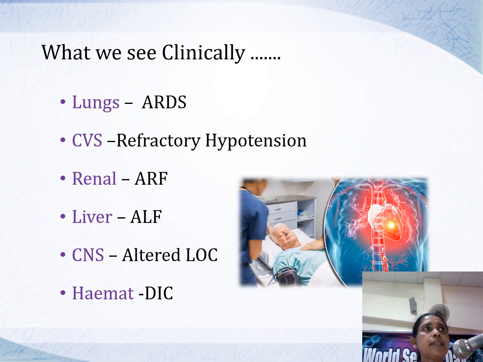What we clinically see in a septic patient is multi-organ dysfunction, right? In the lungs, you might see ARDS. Cardiovascular, there will be refractory hypotension, and we see a lot of patients on noradrenaline on the wards now because we have a limited number of ICU beds. Kidneys can go into renal failure, acute liver failure, and they can get altered conscious level, DIC, and clotting and bleeding disorders.